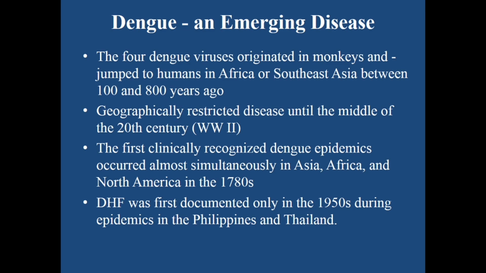The 4 dengue viruses originated in monkeys and jumped to humans in Africa and Southeast Asia between 100 to 800 years ago. It was geographically restricted, but because of the World War, it has spread to other countries. The first clinically recognized dengue epidemics occurred almost simultaneously in Asia, Africa, and North America in the 1780s, but it was first documented only in the 1950s during epidemics in the Philippines and Thailand. So dengue is actually an emerging disease.